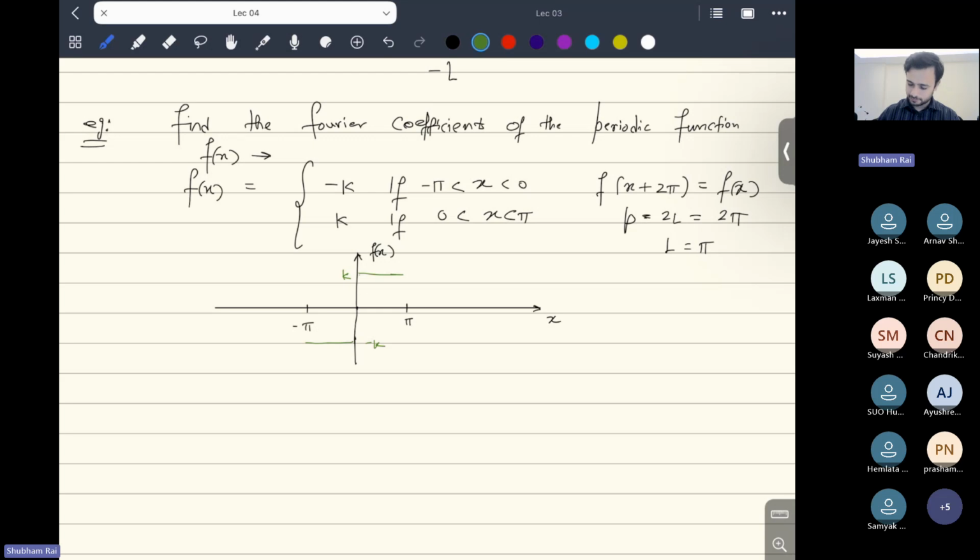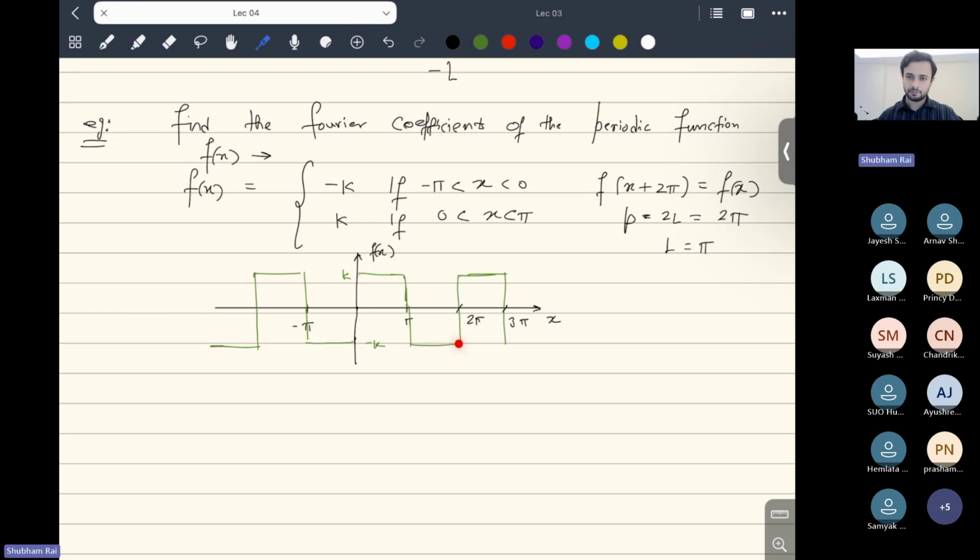And then it repeats. Then it will be like this, right? And repeat in this way. So if this is pi, this will be 2 pi, and this will be 3 pi. So if from 0 to pi it is k, then in the next cycle it will be minus k.